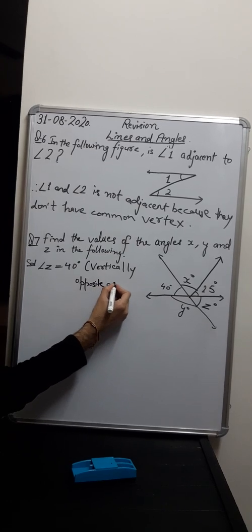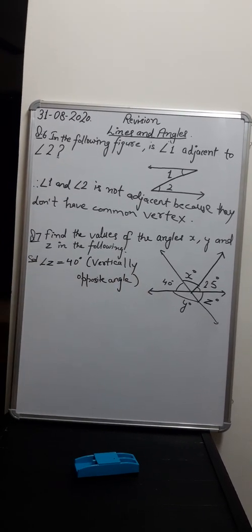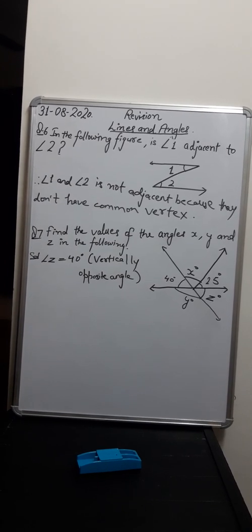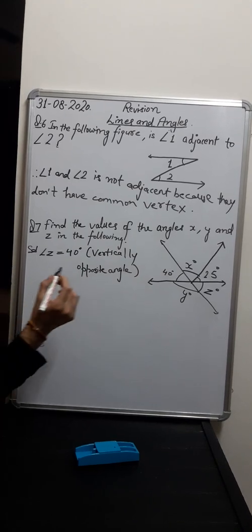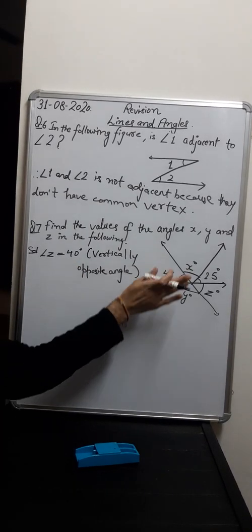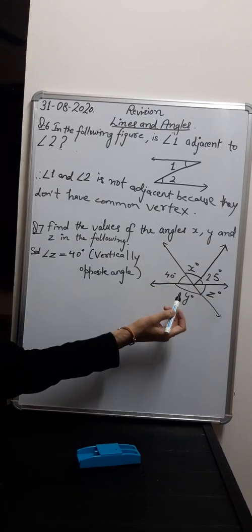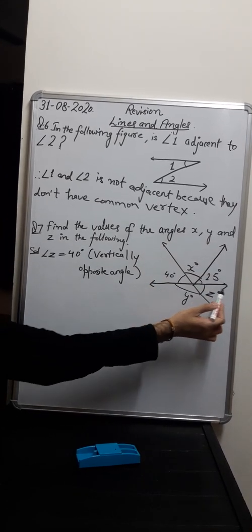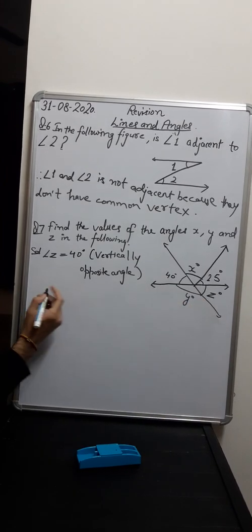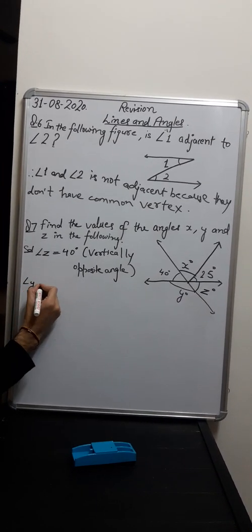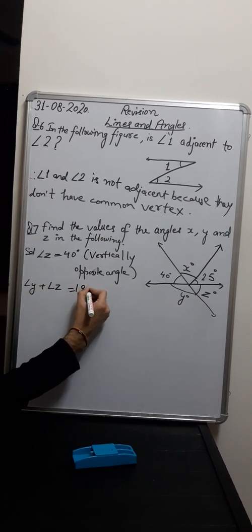Vertically opposite angles are equal. That's why angle z equals 40 degrees. Now we can find the value of y. We can divide this figure into two parts, upper part and lower part. The lower part is a straight line, with y degree and z degree on a straight line. So we can say that angle y plus angle z equals 180 degrees.